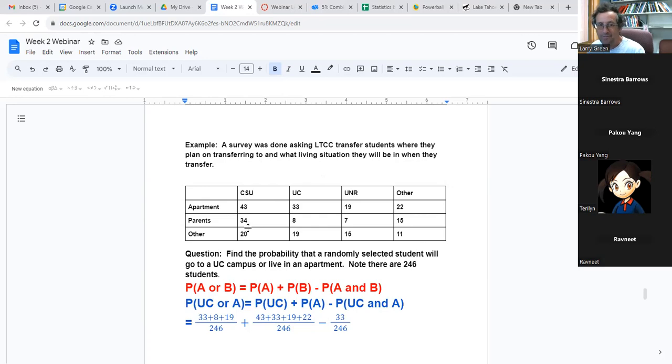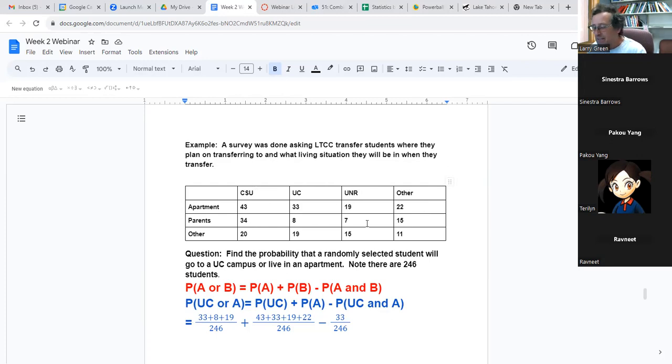So here's what we have. If you don't know what these are, this is Cal State University, so a lot of students transfer to Cal State universities. This is University of California or UC campuses. If you're not from our area, you may not know, but this is University of Nevada, Reno. It's our closest university, but it's not in our state, so not quite as many. And then other universities. And the places where they're going to live are an apartment, with their parents, or some other living situation. Maybe they're in a dorm, or maybe they're homeless for all we know. We don't know, but there are others they can live in.